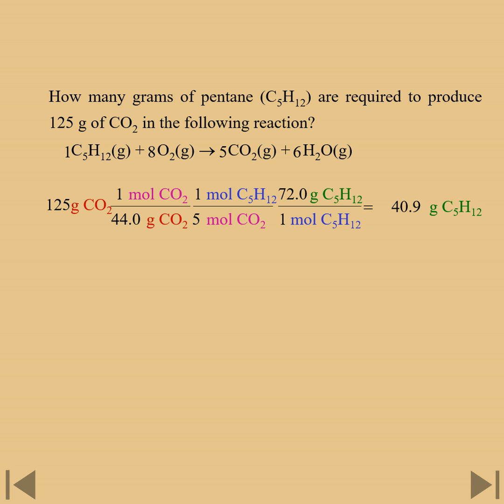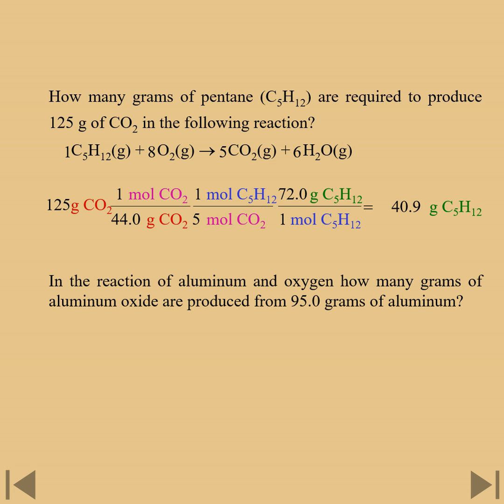Okay, in the reaction of aluminum and oxygen, how many grams of aluminum oxide are produced from 95 grams of aluminum? I'm going to again recommend that you pause this until you are done. Okay, where did you begin? And you probably balanced the equation.